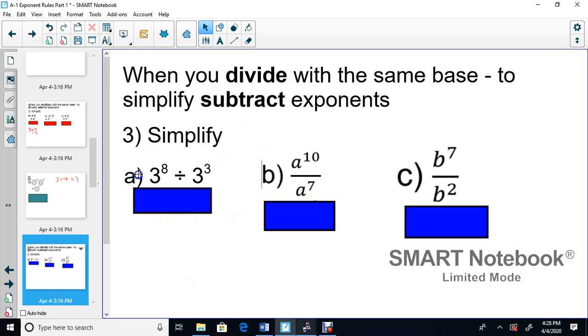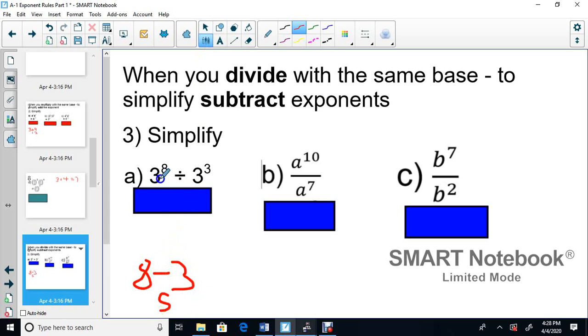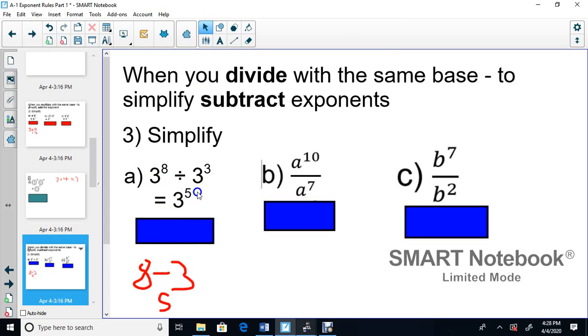So when you divide, so see the same base and you're dividing, you subtract. So here it's 8 minus 3. So if I do with a pen down here, 8 subtract 3, that's 5. So it's going to be 3 to the power of 5. Let's move the box, 3 to the 5. Now you're welcome to use a calculator if you don't know how to subtract these numbers.